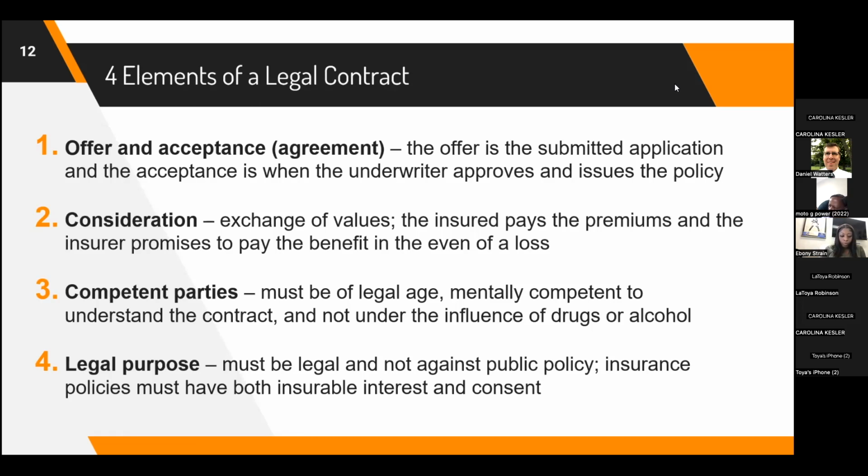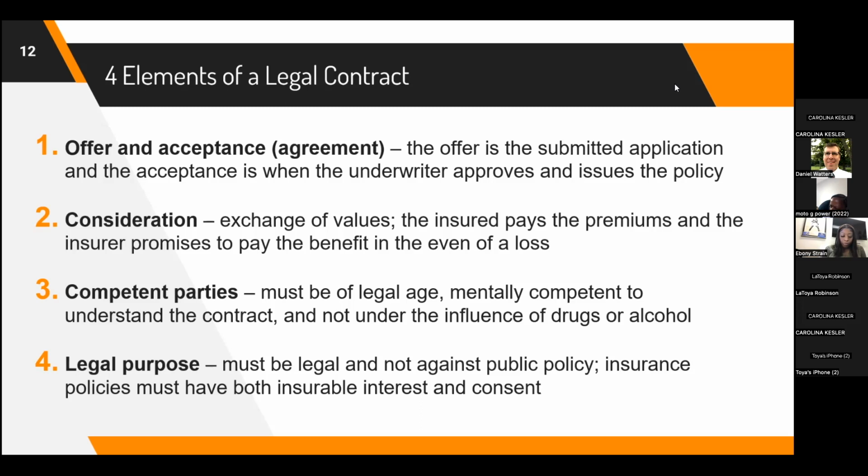What is consideration? Okay, then L is legal purpose. Legal purpose must be legal and not against public policy. The insurance policies must have both insurable interest and consent. So if you see insurable interest and consent or a contract, they're looking for legal. Okay. Then I use agreement. So CLA, right? And then the next one would be C, and it'd be CLAC.